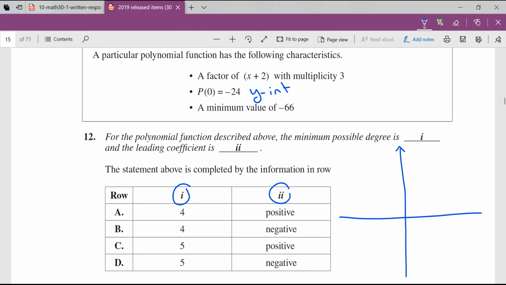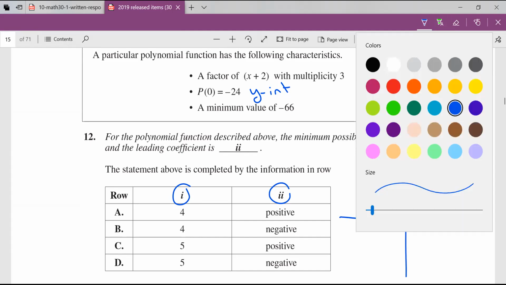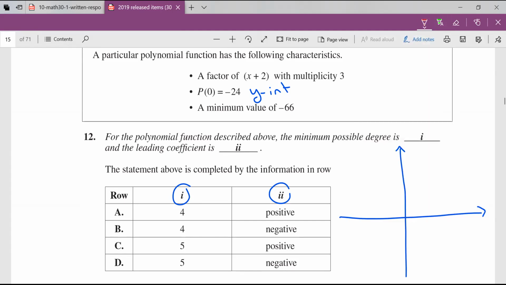All right, what have we got here? Well, what we've got is we've got a factor of x plus 2. So we've got an x-intercept over here. And we've got a y-intercept at negative 24. And it says I've got a minimum value of negative 66. Now, I don't know where that is, but I'm going to start drawing this thing, and then I'm going to figure out where to put this guy.